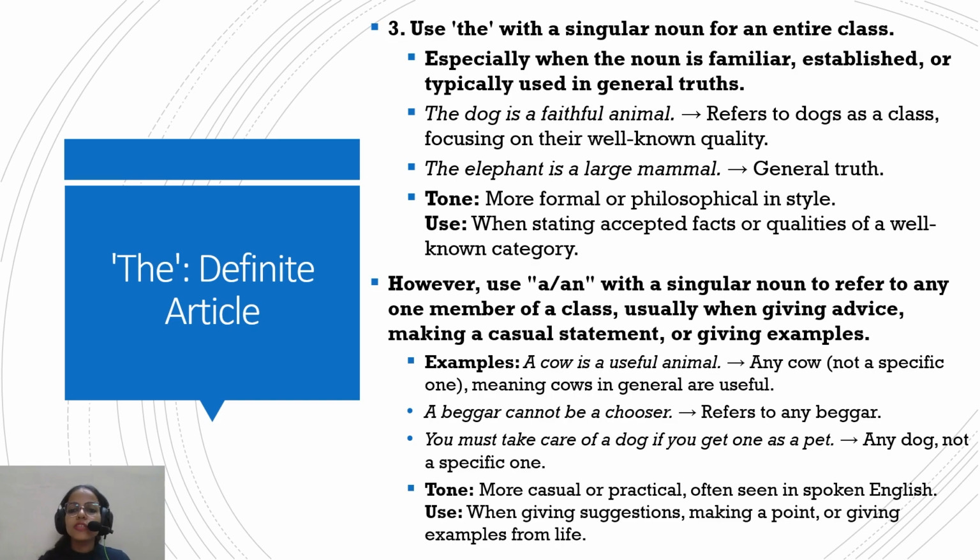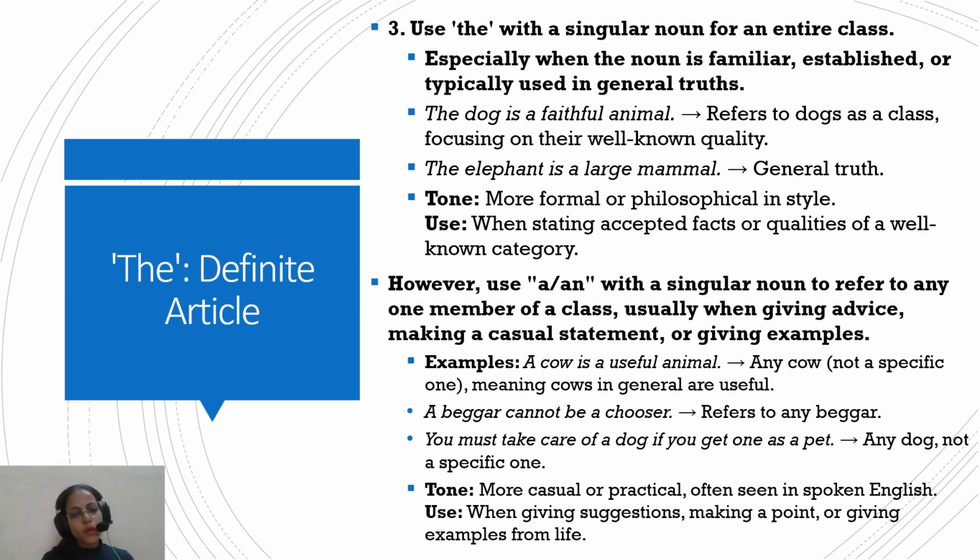You also use the with a singular noun for an entire class, especially when the noun is familiar, established, or typically used in a general truth. So the dog is a faithful animal. This refers to dogs as a class, focusing on their well-known quality. The elephant is a large mammal. Again, it's a general truth. It is more formal or philosophical in style when stating accepted facts or qualities of a well-known category.